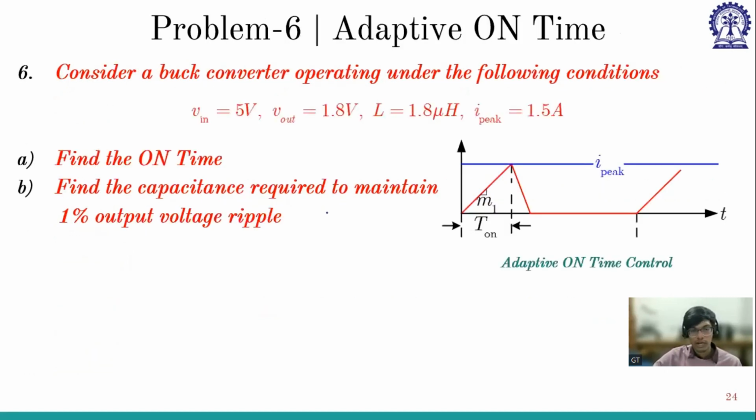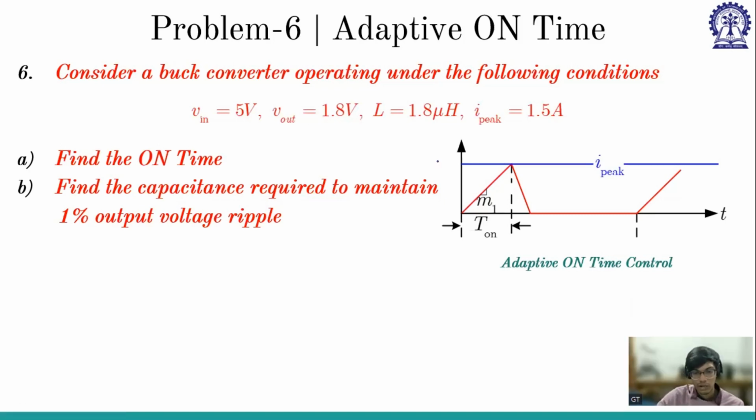Coming to our final problem 6, adaptive on time. Here on time is being adapted with the input. If there is any change in the input, on time will be adjusted accordingly. How? There is a fixed peak, and the inductor current hits the peak, and that decides my on time. If Vin is more, it will hit faster, and if Vin is less, it will hit slower. So this has high Vin, and this has low Vin. Depending upon that, on time is adjusted so that the peak is fixed.